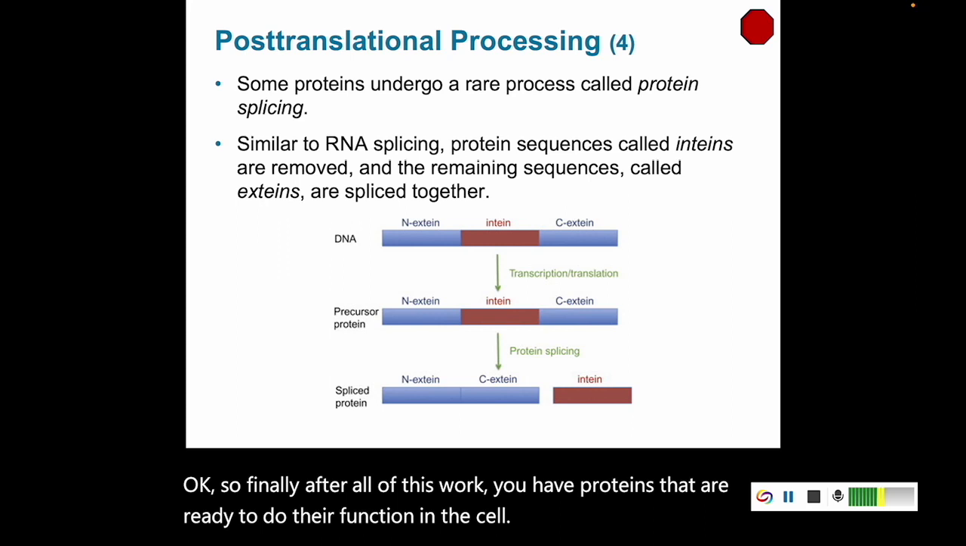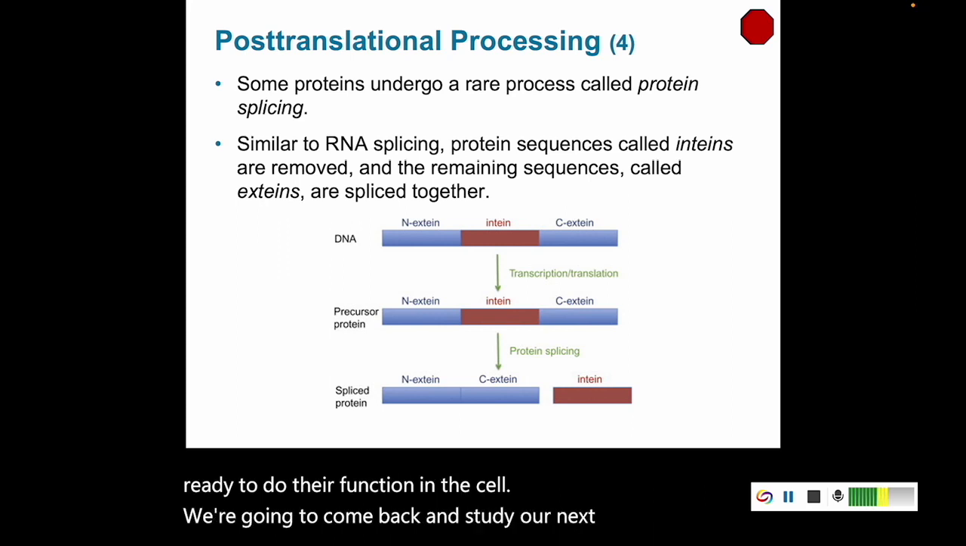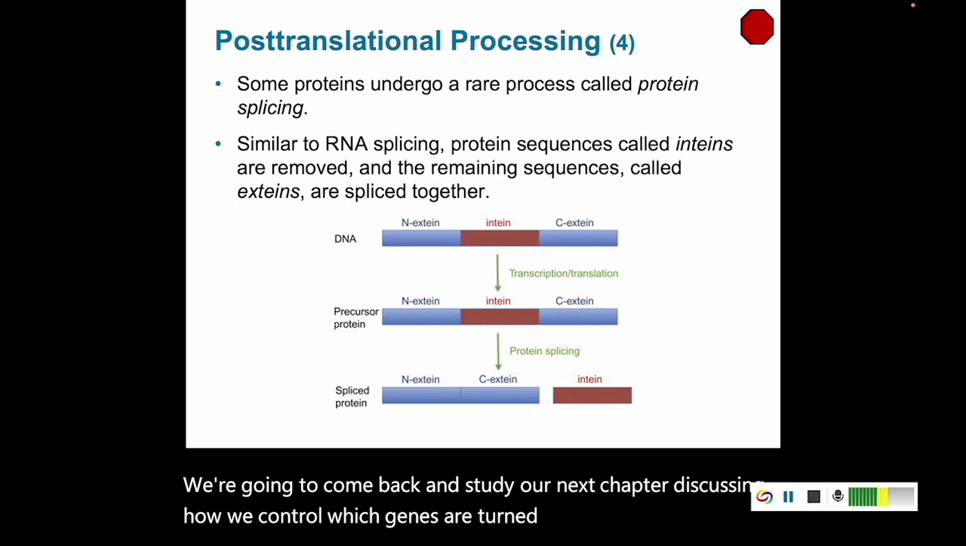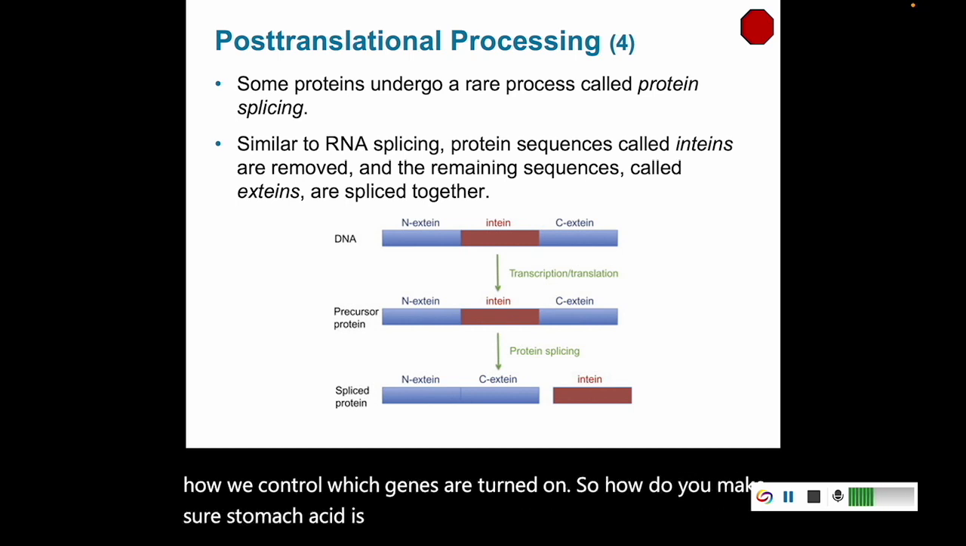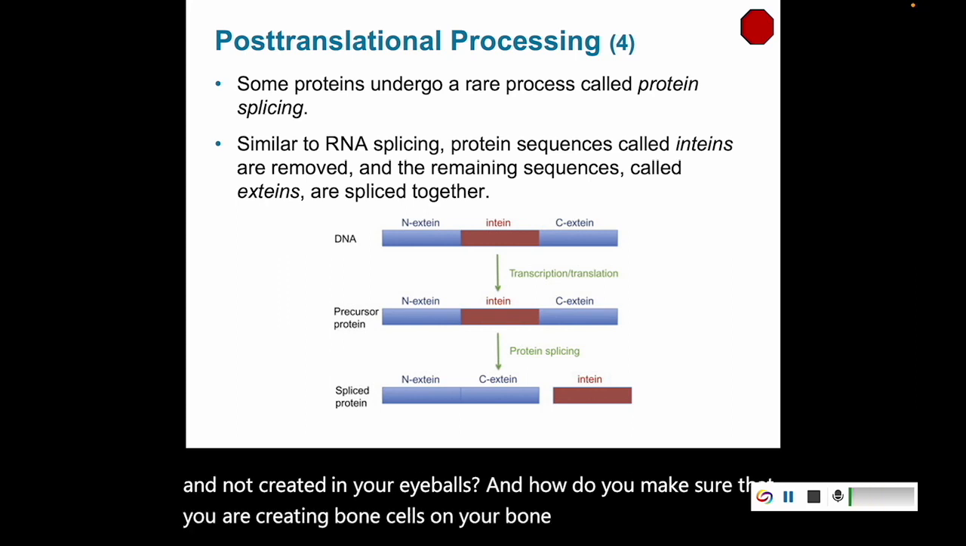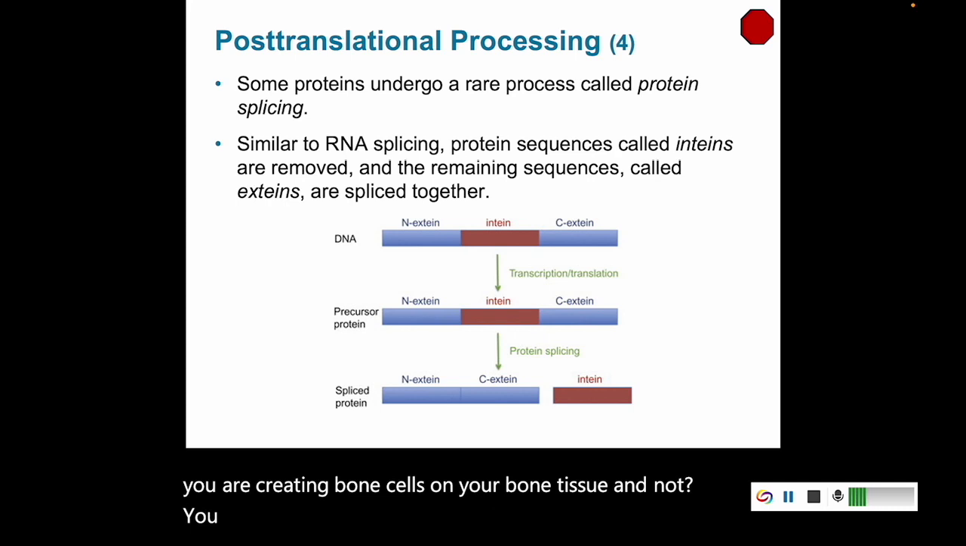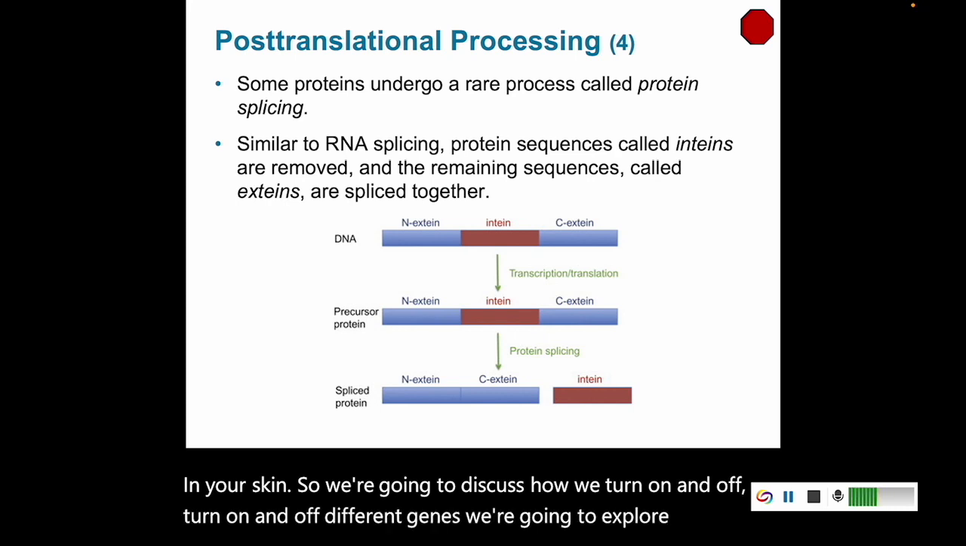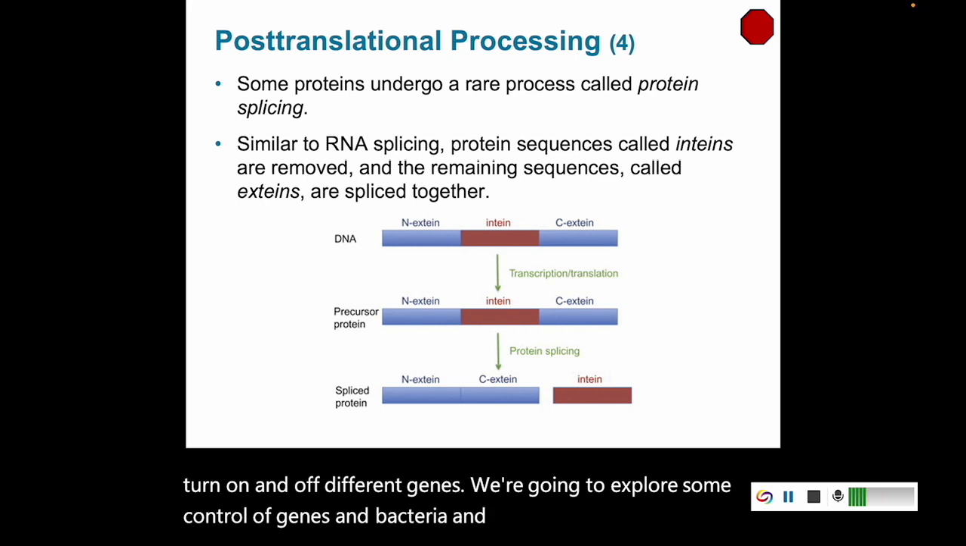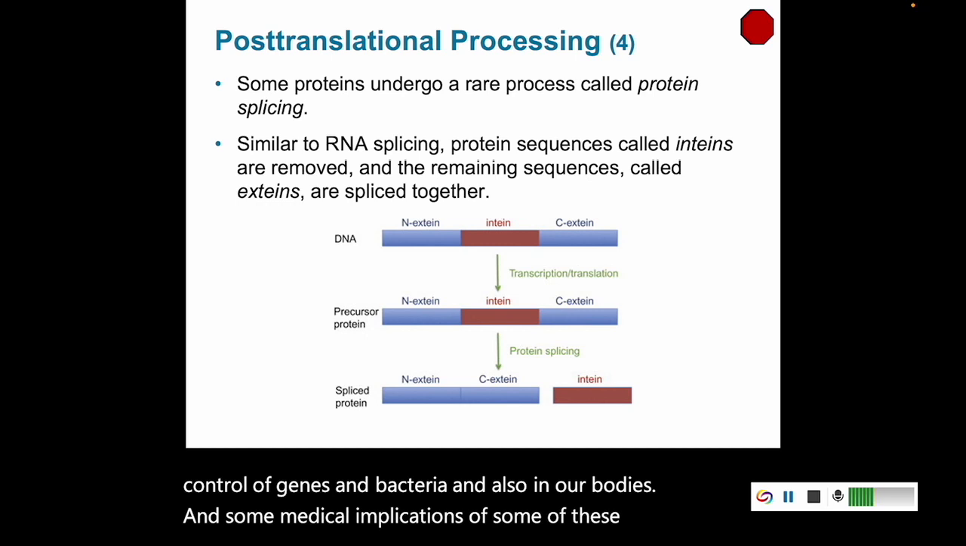We're going to come back and study our next chapter, discussing how we control which genes are turned on. How do you make sure stomach acid is created in your stomach and not in your eyeballs? And how do you make sure that you are creating bone cells in your bone tissue and not in your skin? We're going to discuss how we turn on and off different genes. We're going to explore some control of genes in bacteria and also in our bodies, and some medical implications of some of these controls. So I'll see you for that discussion later.